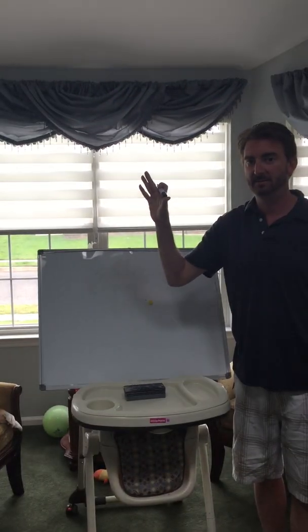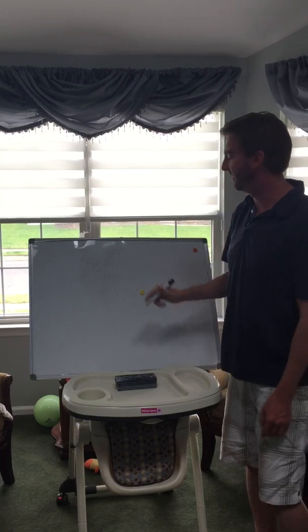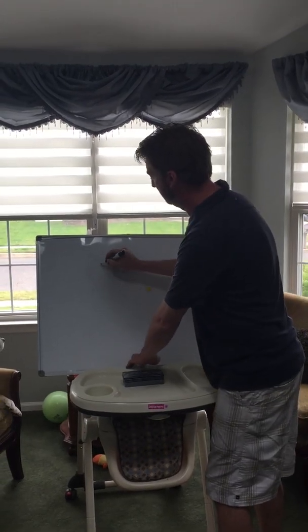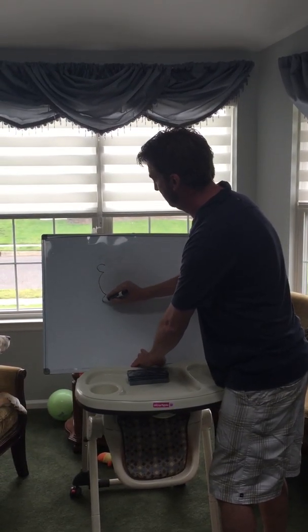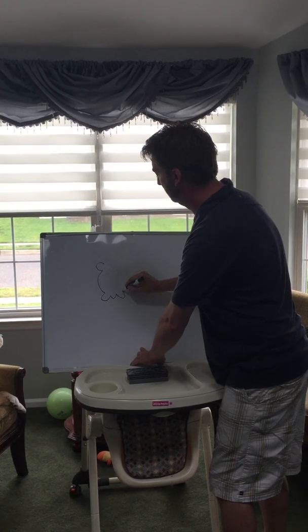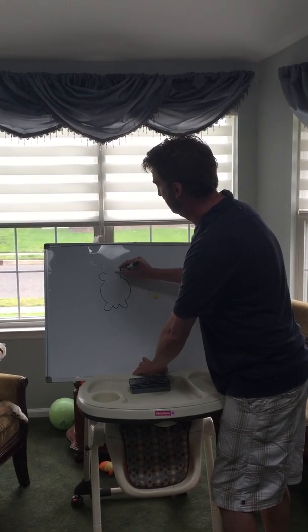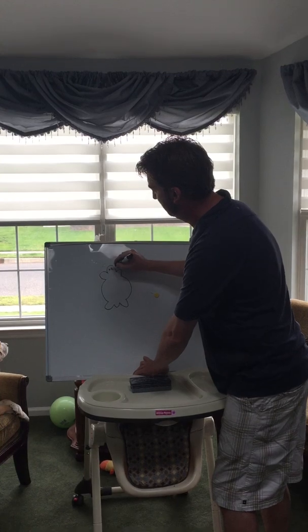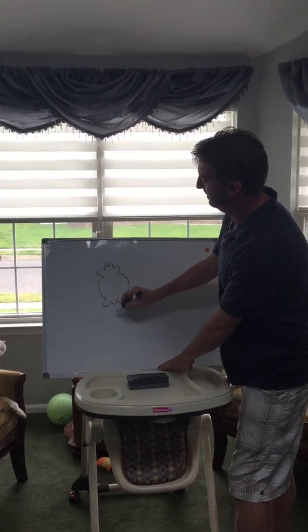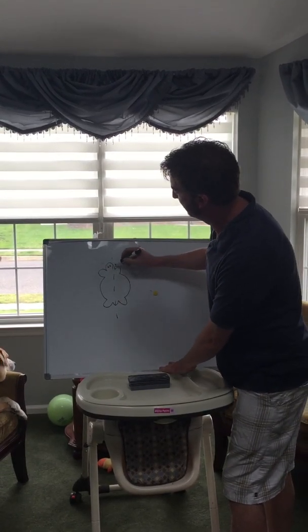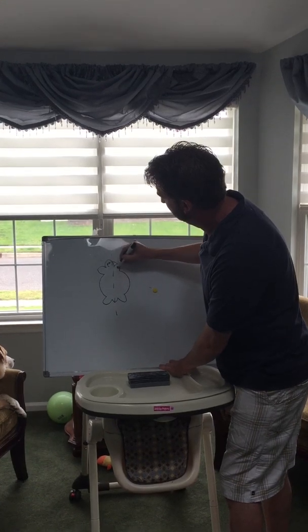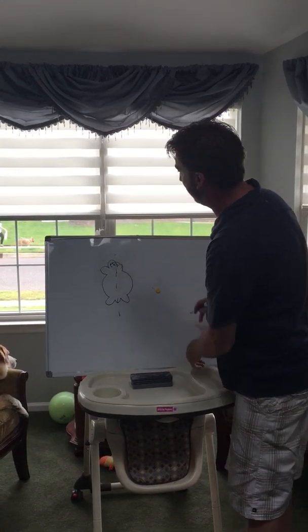Symmetry. Fun stuff. What if I were to draw like a, here's a turtle. Kind of. Oh, that was a bad one. Let's put the head over here. Okay, so that would have a line of symmetry.